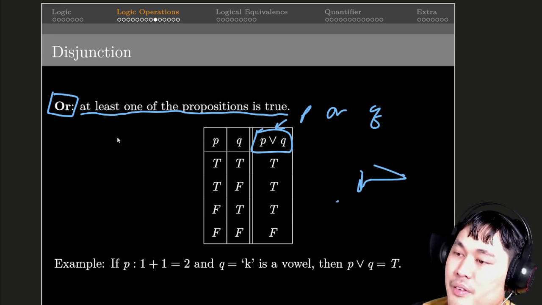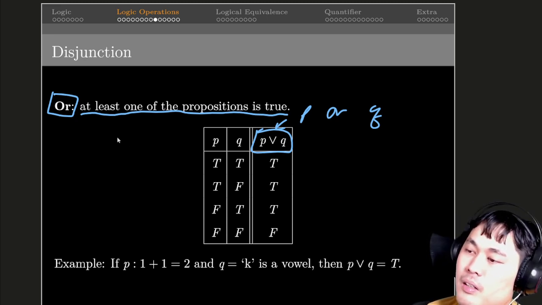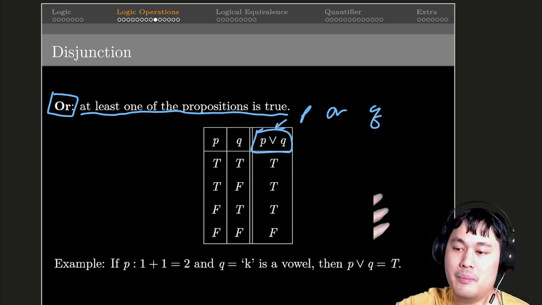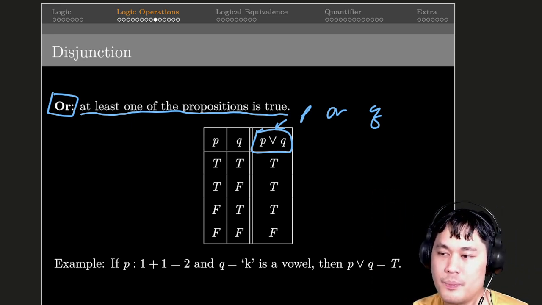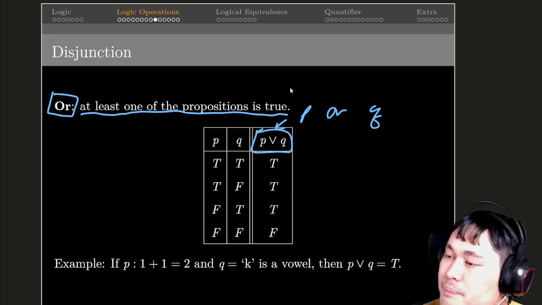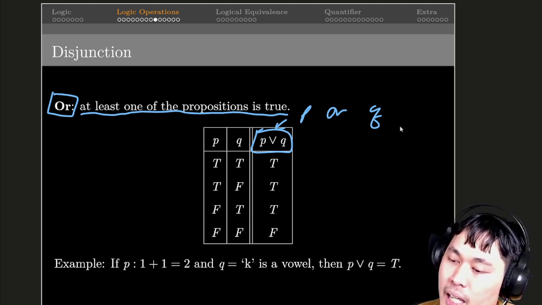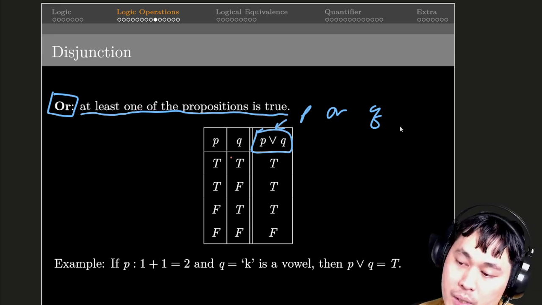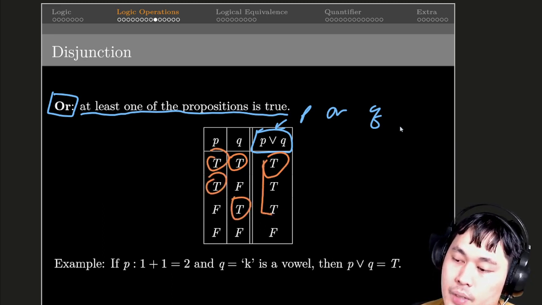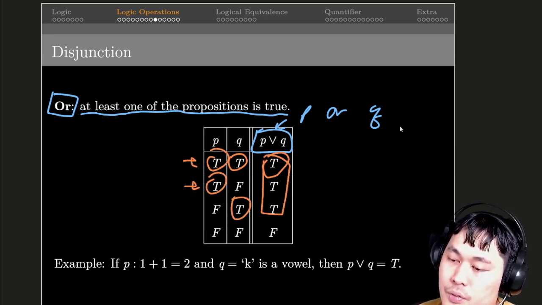For instance, I want to eat meat or fish. It means I want at least meat or fish, or both. I'm happy to get both if you give me both. But I want that to be true. Since we need only one to be true, the statement is true when at least one of them is true, which is in these three cases.